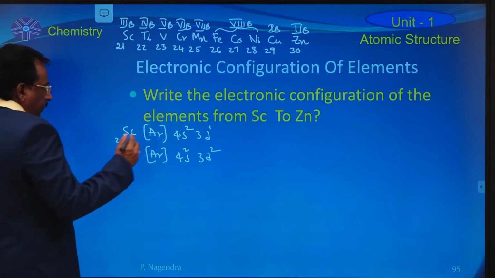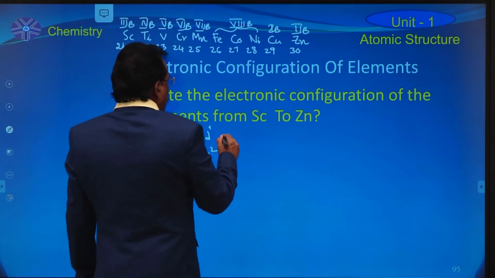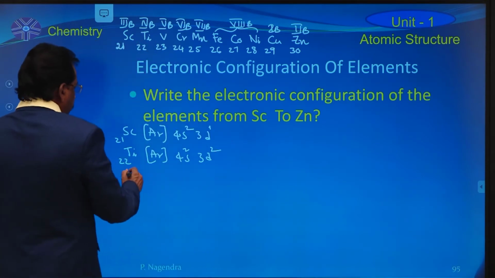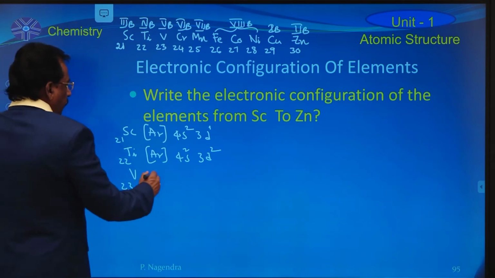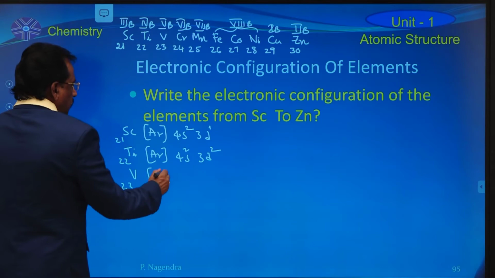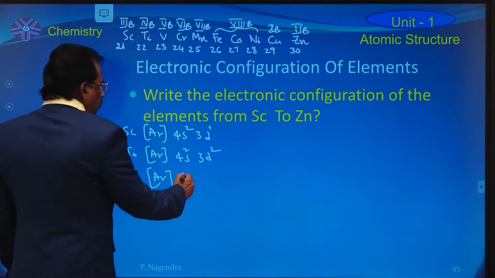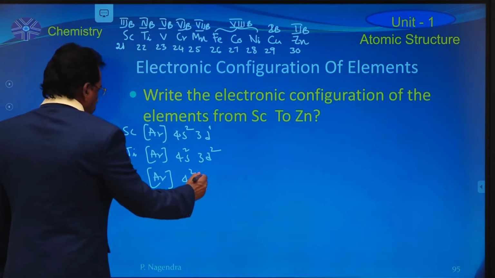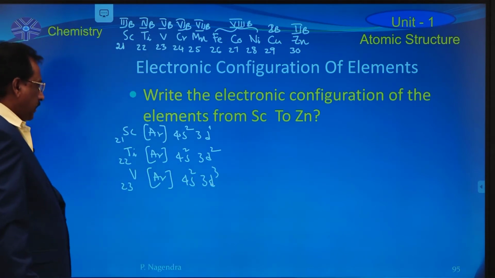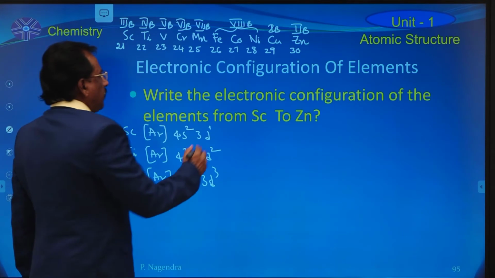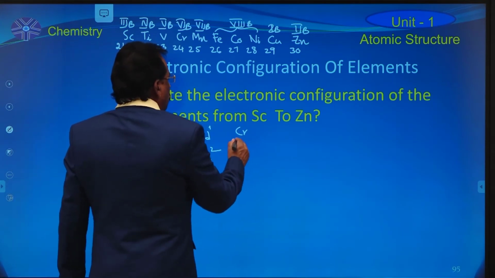After that, vanadium. Its atomic number is 23. Now argon 4s2 3d3. And then a very important point is chromium.